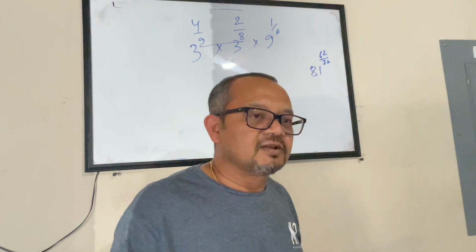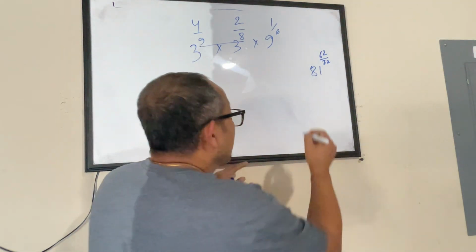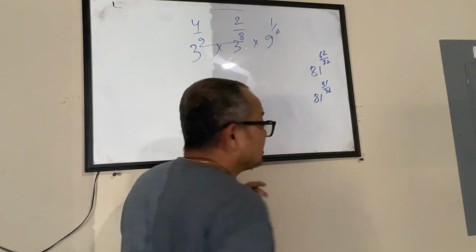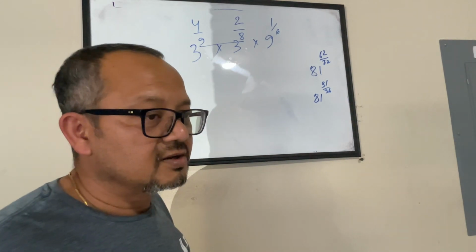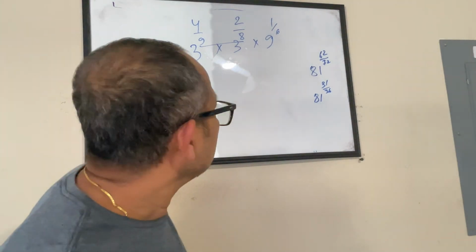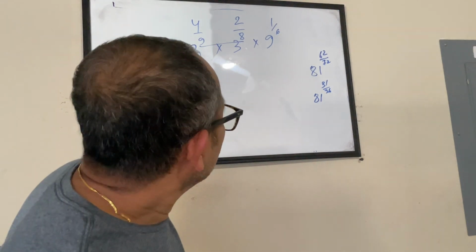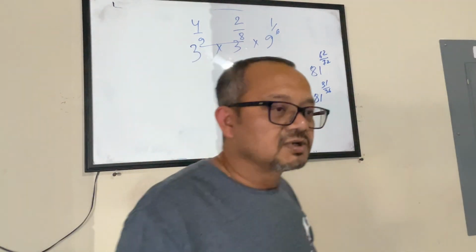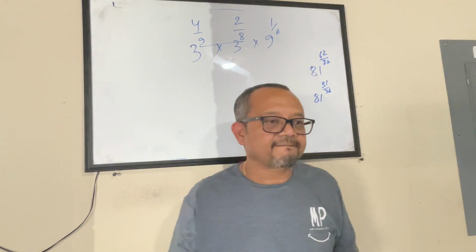Yeah, Myra, how much did you get? So I got 81 to the 31 over 36. I added all the fractions together and I got 31 over 36 with simplifying. Then I multiplied 3 times 9 and I got 81. Then I did 81 to the power of 31 over 36.